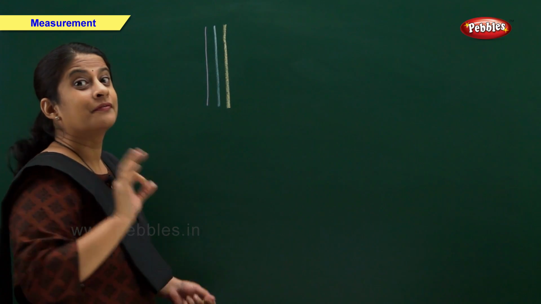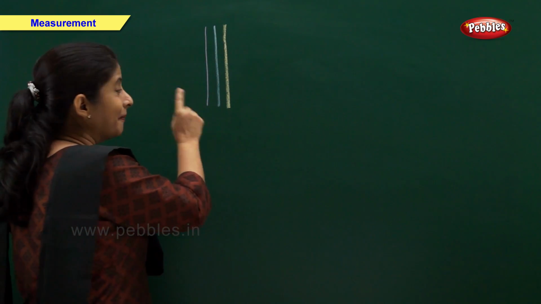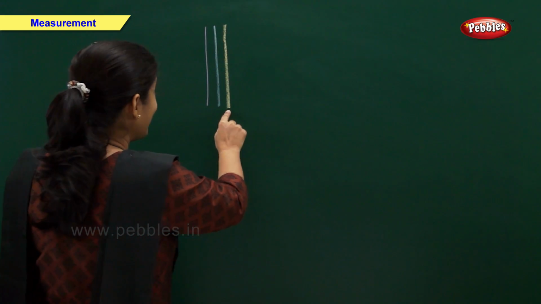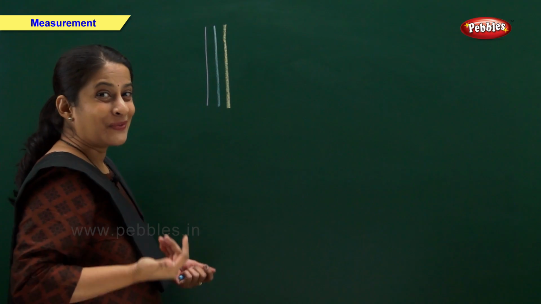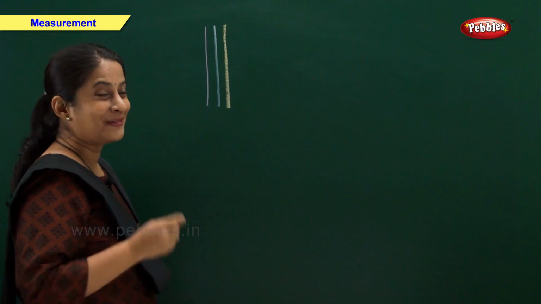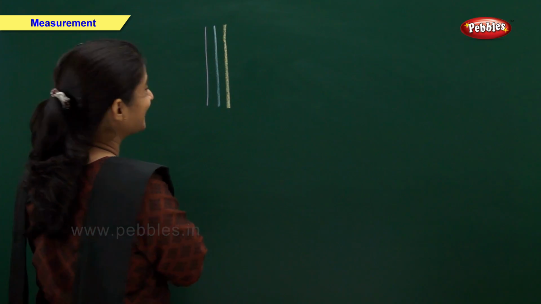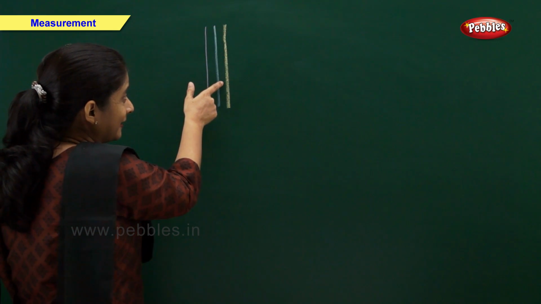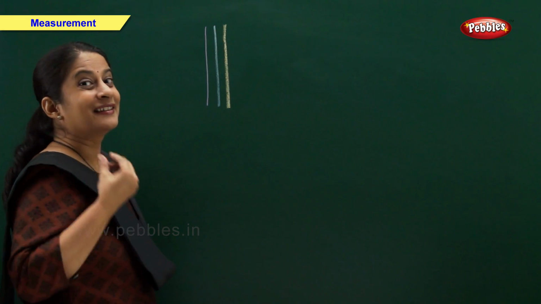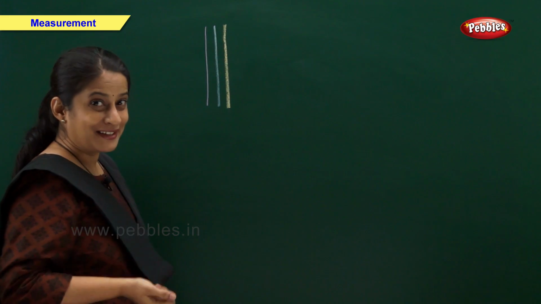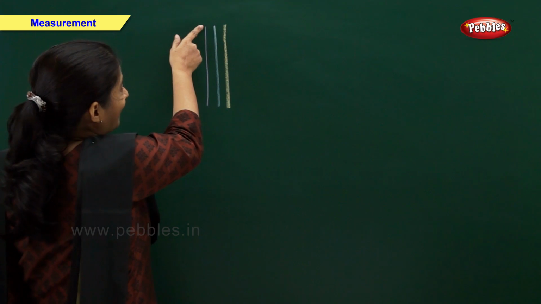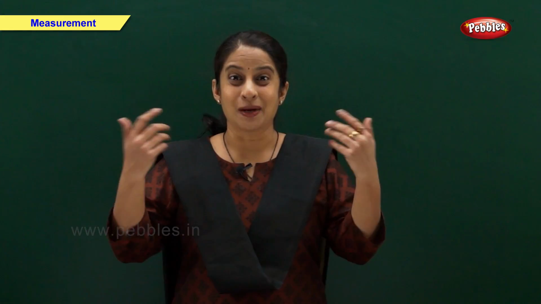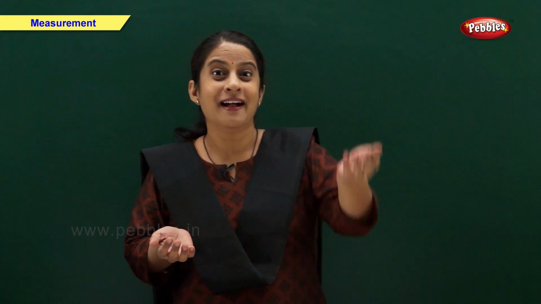We have three lines, a purple line, a blue line and yellow line. So which is the thickest line? Come on, tell me fast. Right. Yellow line is the thickest line. Purple line is the thinnest line. Now let us see heavier and lighter.